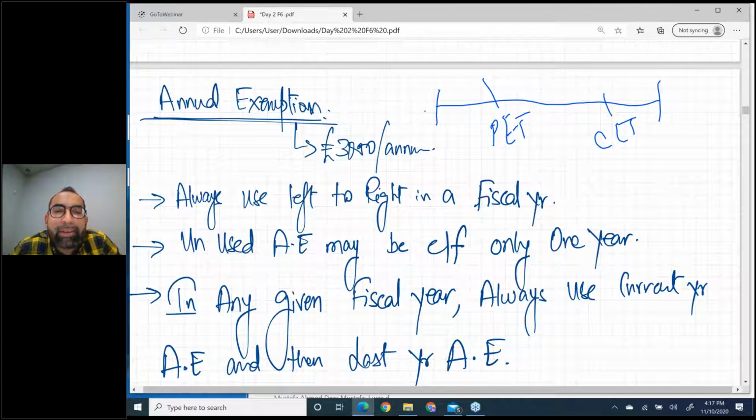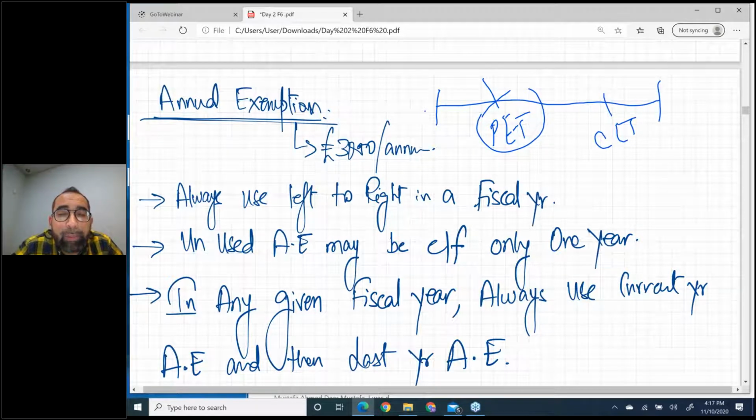The rule is always use left to right. So left to right, the PAT is coming first. So first of all, we'll use annual exemption for PAT. Okay, don't forget. Then one more good news. For example, we are in the 15-16 fiscal year. In the 15-16 fiscal year we didn't give any gift, so our annual exemption is unused.